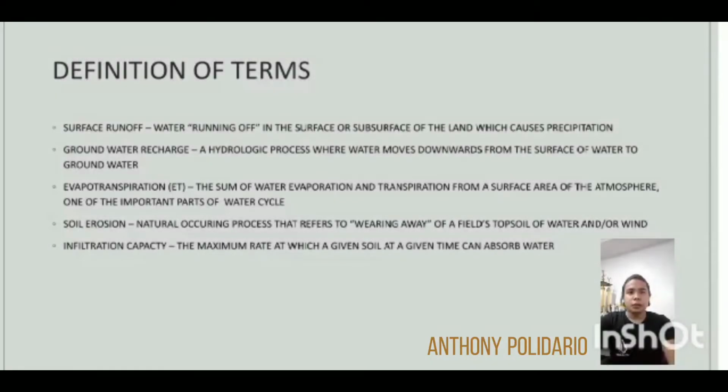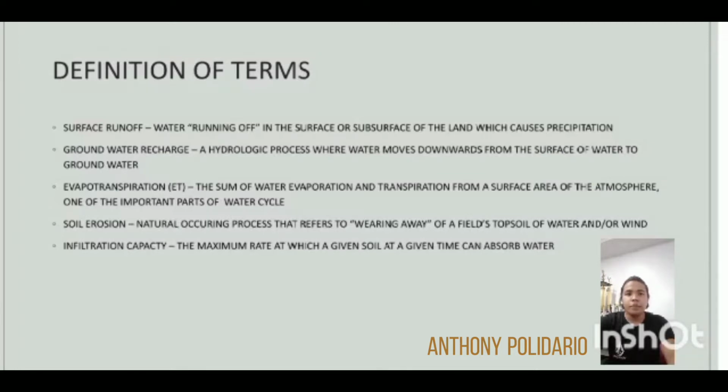Definition of terms. Surface runoff. Surface runoff is water running off on the surface or subsurface of the land which causes precipitation. It can also be described as water flowing over soil, vegetation, or other ground cover instead of infiltrating to the underlying soil. Groundwater recharge. Groundwater recharge is a hydrologic process where water moves downward from the surface water to groundwater. Recharge is a primary method through which water enters an aquifer.